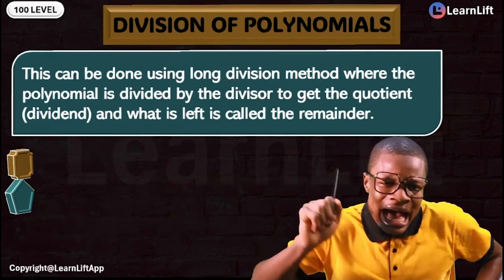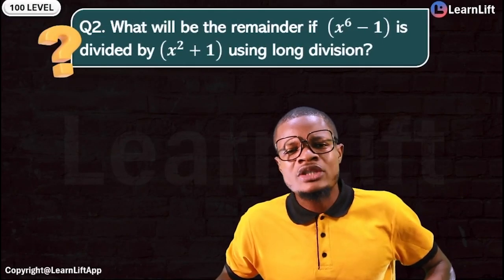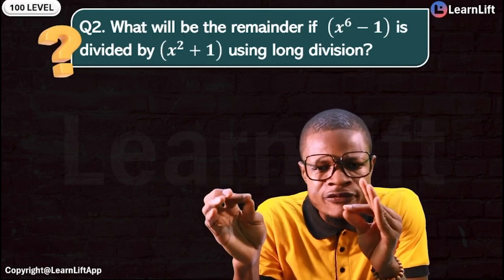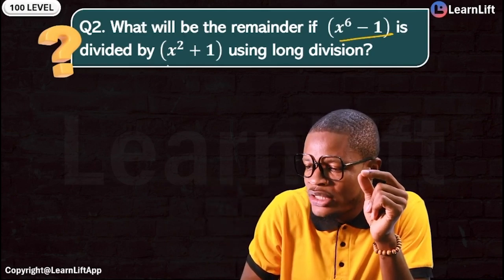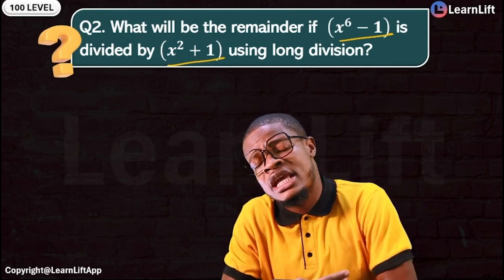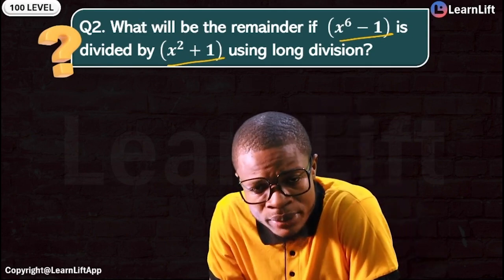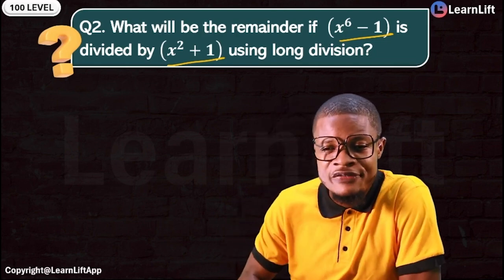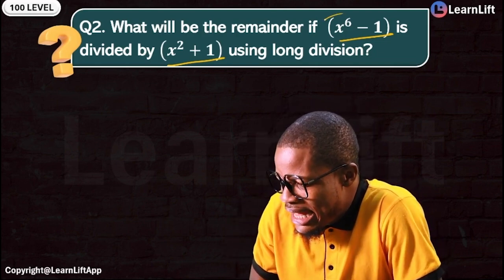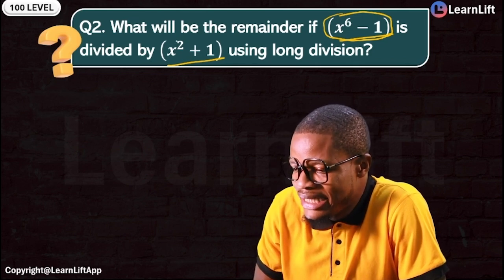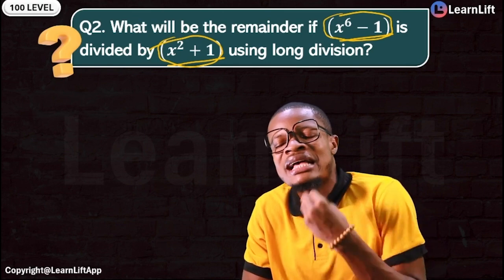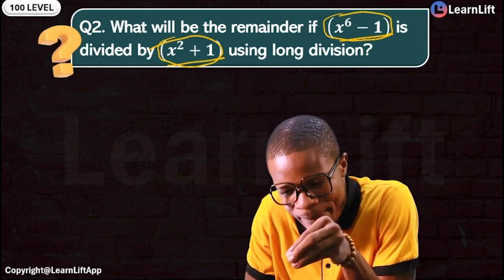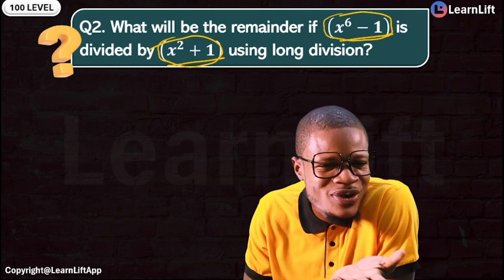Another thing quickly is this. Look at some beautiful WAEC questions. The question says, what will be the remainder if x raised to the power of 6 minus 1 is divided by x squared plus 1? Listen to me and follow this very fast. This here is called the polynomial. What you are dividing it with is called the divisor. The answer you are going to get is called the quotient. The one that will be left is the remainder.